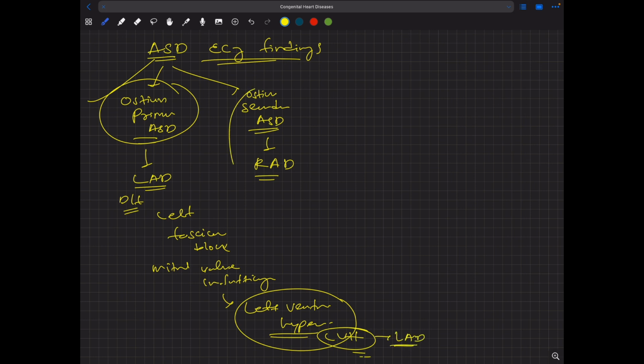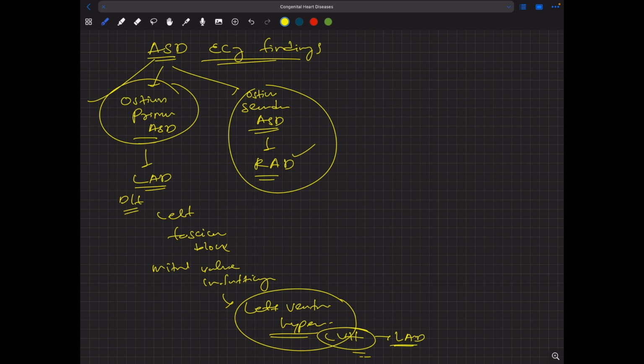So in case of LVH, obviously we have left axis deviation. And in case of ostium secundum type of ASD, it is the most common type of ASD, and there is more blood coming to right atrium, and from right atrium to right ventricle. So there is more volume overload in right ventricle, so it will be right axis deviation. So what is this left and right axis deviation?